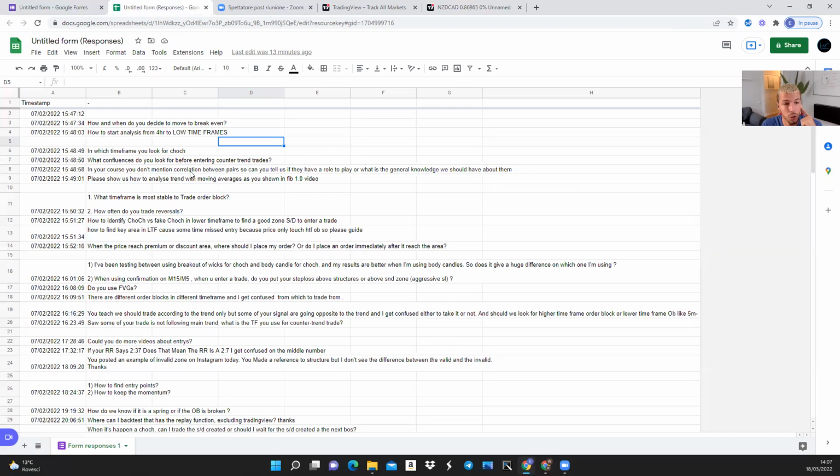In your course, you don't mention correlation between pairs. I don't really look at correlation between pairs. If I look at one pair, I analyze that pair. For example, if I analyze EUR/USD, I don't really pay too much attention to GBP/USD. The only thing that I pay attention to is that I don't want to be in more trades on pairs that are correlated. So, for example, I don't want to be in EUR/USD buys and GBP/USD buys at the same time, because if the US dollar is either strong or weak that day, both trades can go bad.